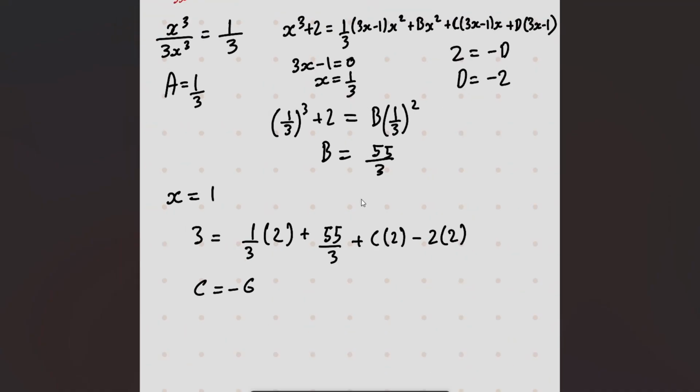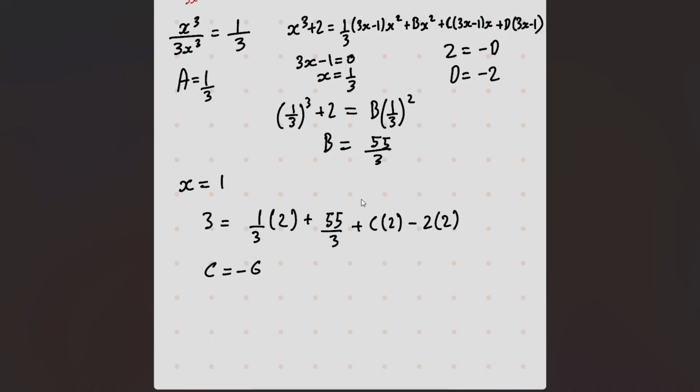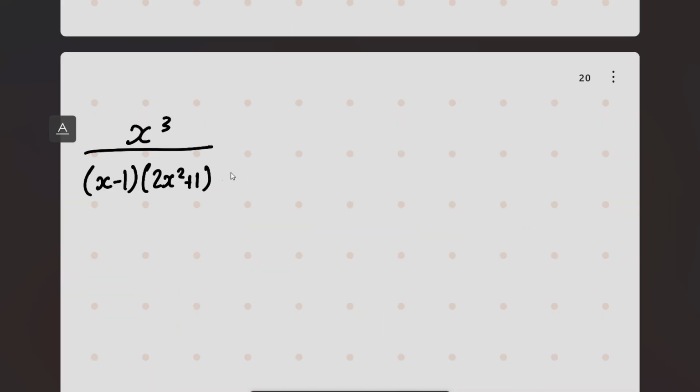So now you pretty much decomposed the original fraction into 1 over 3 plus 55 over 3, 3x minus 1, minus 6 over x, minus 2 over x cubed, x squared. If you really want to check if you've done it right, you can just multiply all these fractions back together.